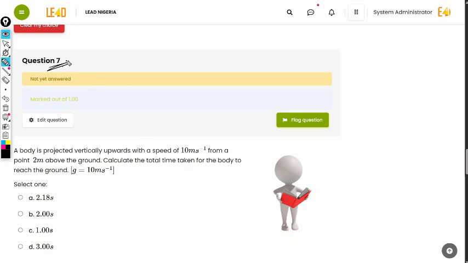Question 7 says a body is projected vertically upwards with a speed of 10 meters per second from a point 2 meters above the ground. Calculate the total time taken for the body to reach the ground. So this is basically free fall, and we are just looking at a vertical motion, right? The only twist to it is that the body starts from a platform, say that is 2 meters above the ground. So this height here is 2 meters.